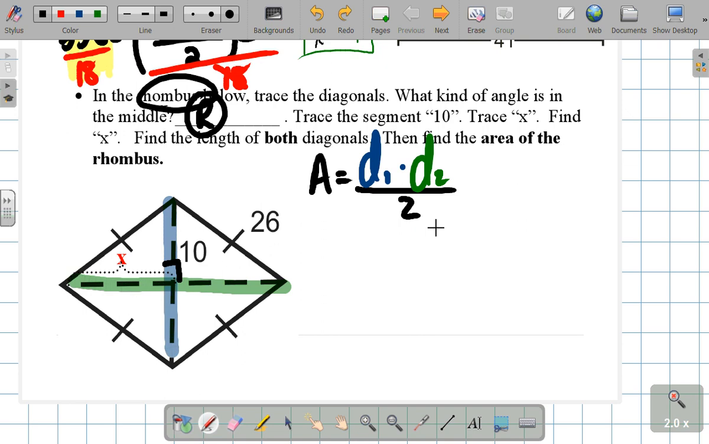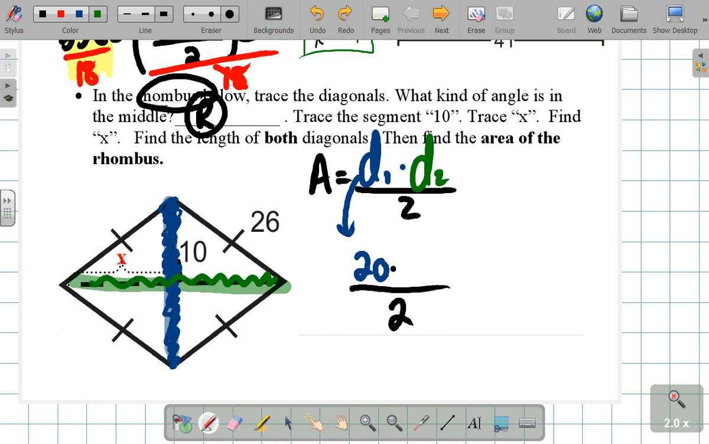Okay. Let's physically trace it. Let's, on me, trace the blue like this. Physically trace it. Out loud, what's our first diagonal? No. So you have to physically trace it. It's not 10. Okay, so our first diagonal is 20. I'd like you to trace that second diagonal. Do you have it?